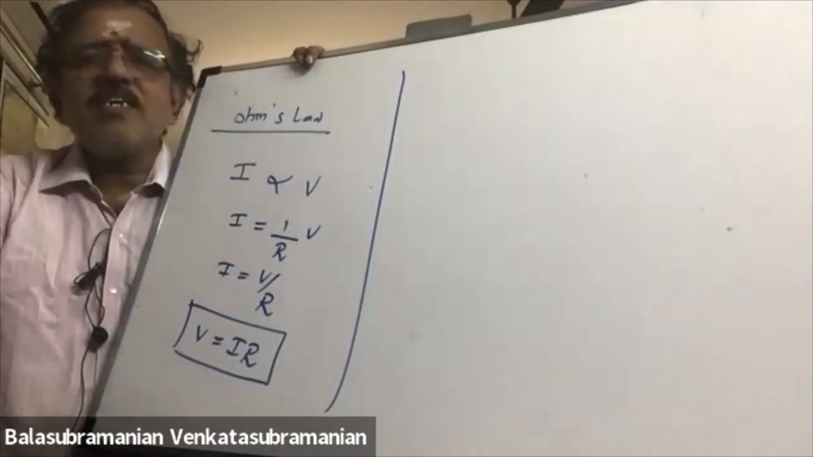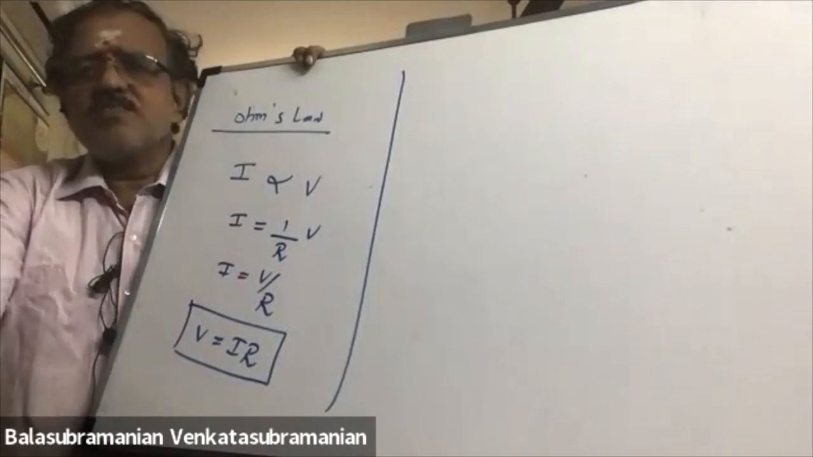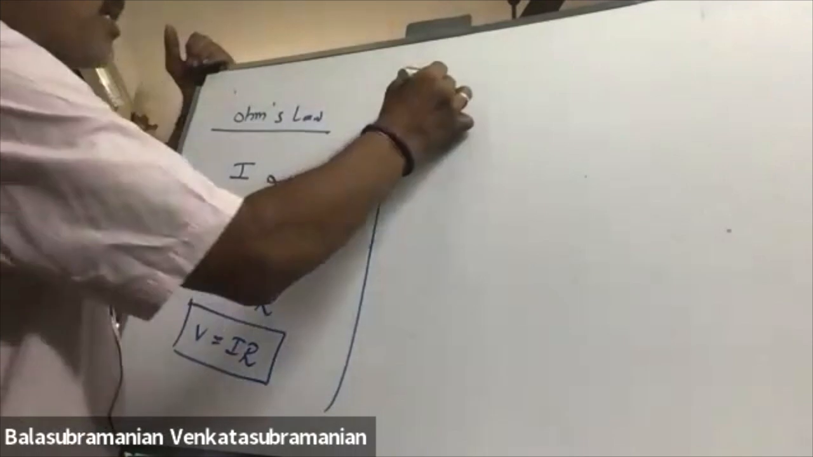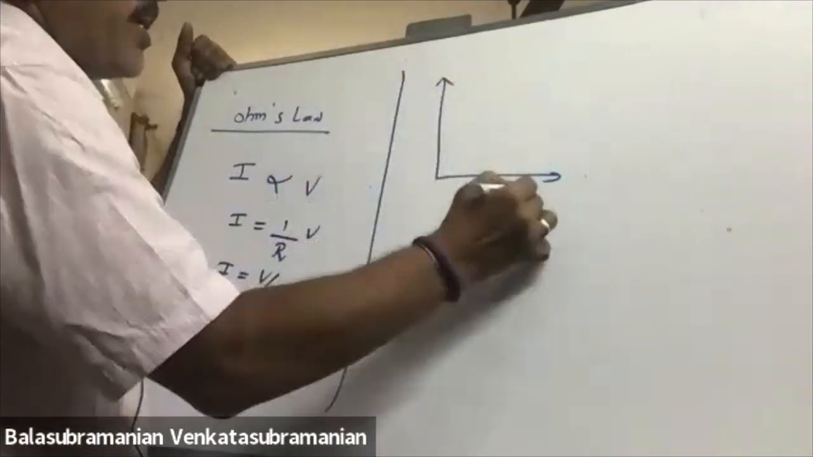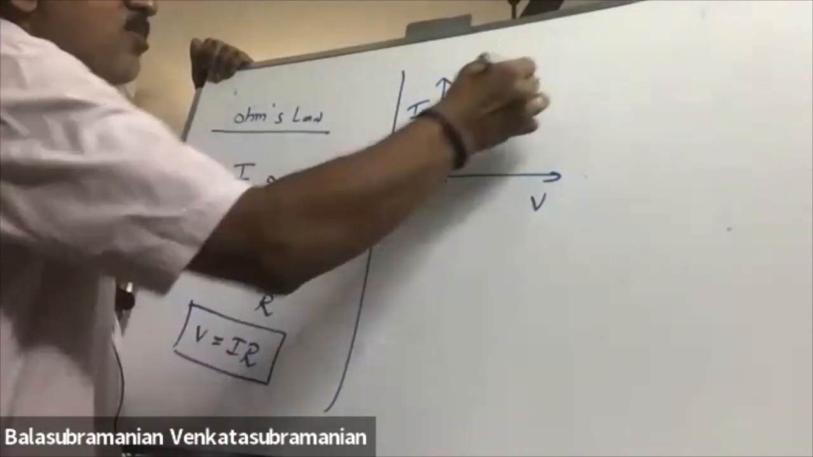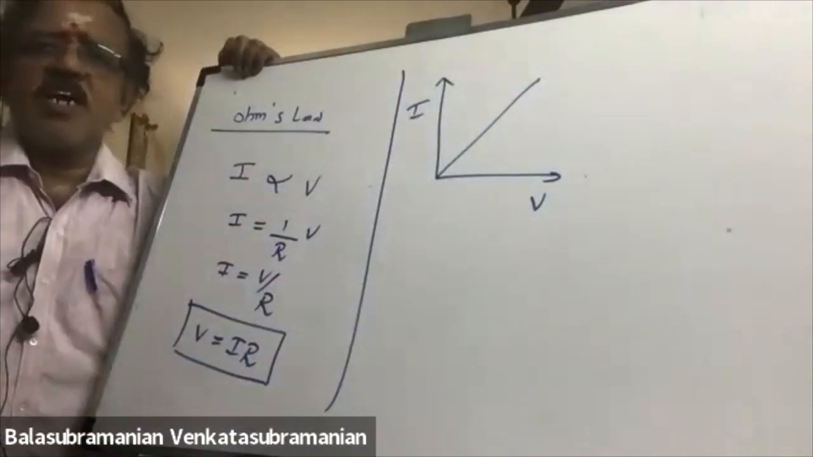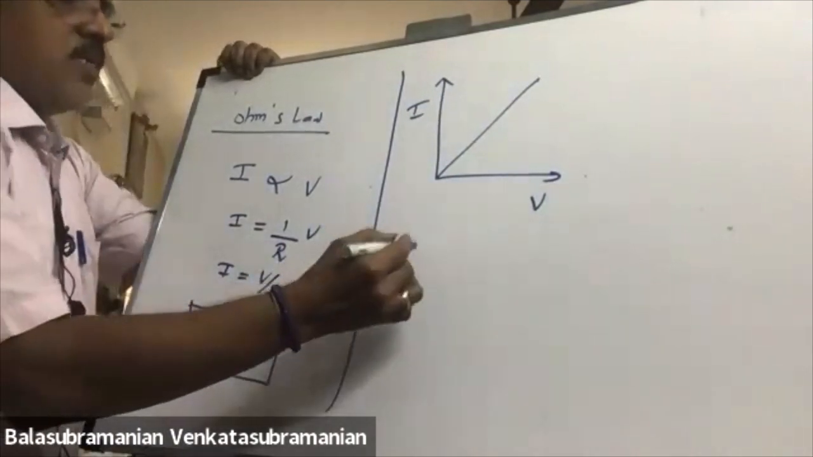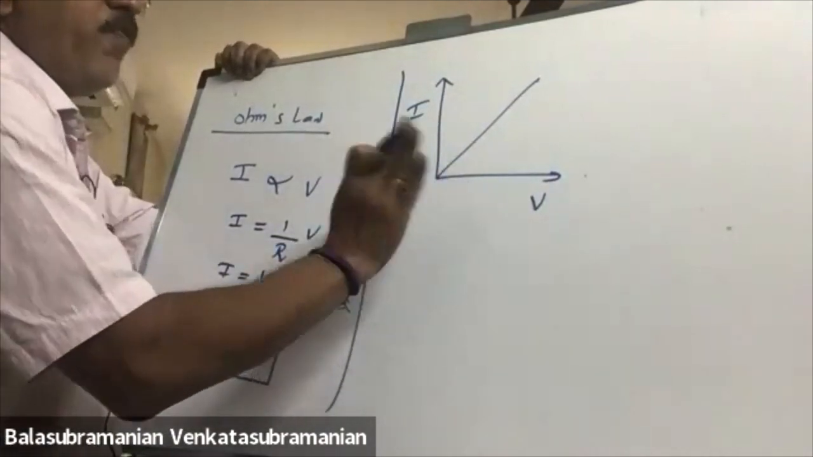Okay, current is proportional to the voltage. Okay, fine. When you draw a graph between voltage and current, as voltage increases, current also increases. The nature of the graph is a straight line. So this is called perfect Ohm's law.